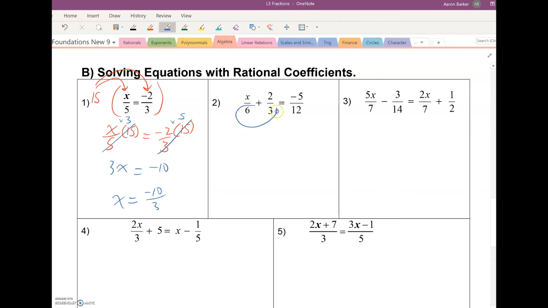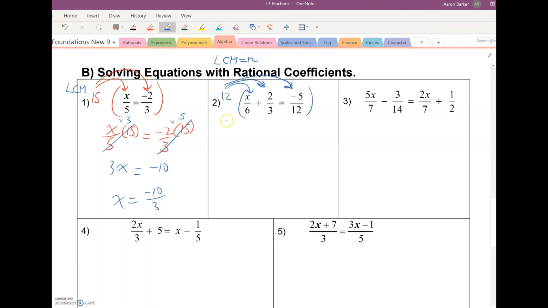Next question, 6, 3, and 12. What's the LCM? Well, the LCM of 6, 3, and 12 actually is 12. Okay, so the LCM equals 12. Here your LCM was 15. So we're going to multiply by 12 into all the terms.